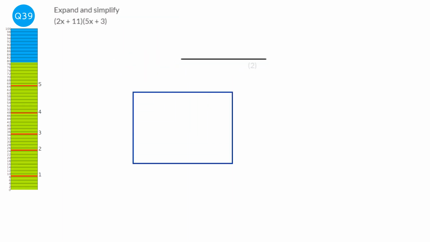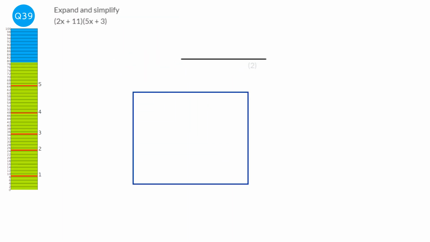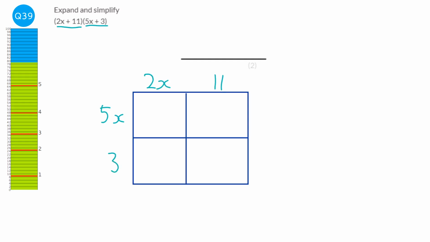So we're going to start by doing a multiplication grid, and we're going to start by putting 2x plus 11 at the top and 5x plus 3 down the side. And we're going to multiply them out, so 5 times 2 is 10, so it would be 10x squared. 5x times 11, so 5 times 11 is 55, so it would be 55x, and it's positive. And 3 times 2 is 6, so it would be 6x, and that's positive. And 3 times 11 is 33, and that would be a positive.